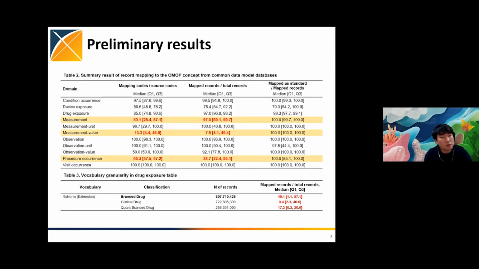The mapping ratio gives us our next direction of mapping task. While condition and drug were mapped at a high rate, the mapping rate of measurement or measurement value, which occupied the most of the data, was still very low. So those are our next priority. If you look at the table below, you can see that mapping was in progress by brand name in many places.